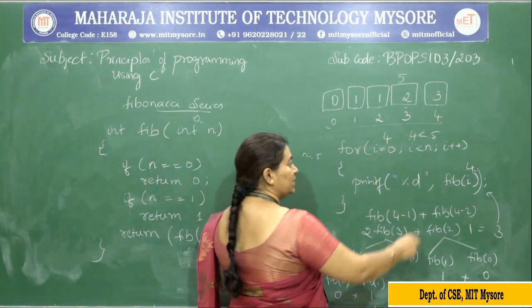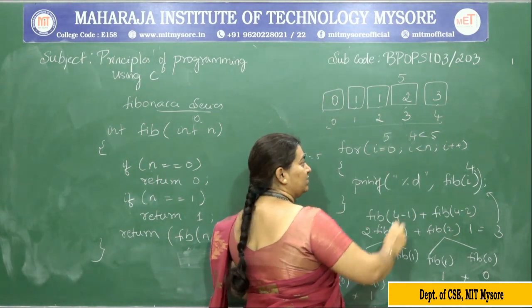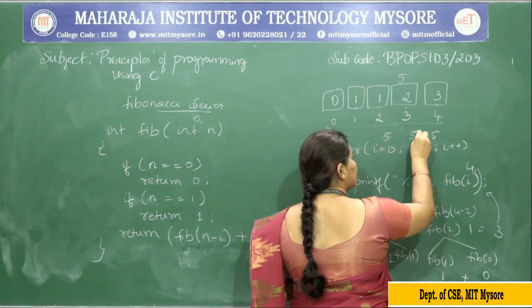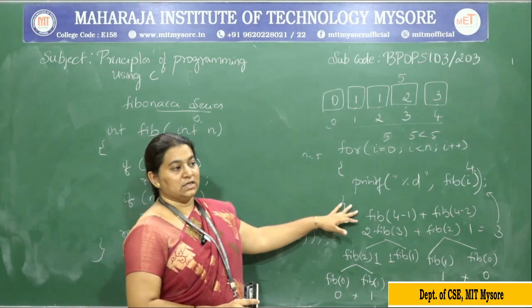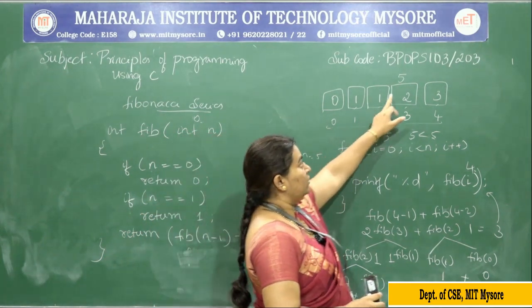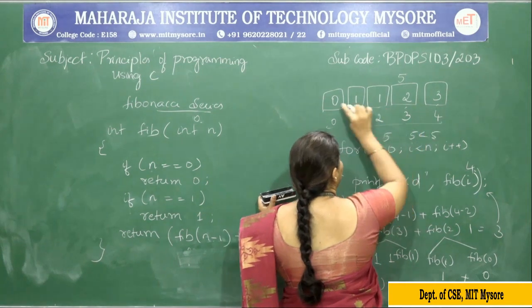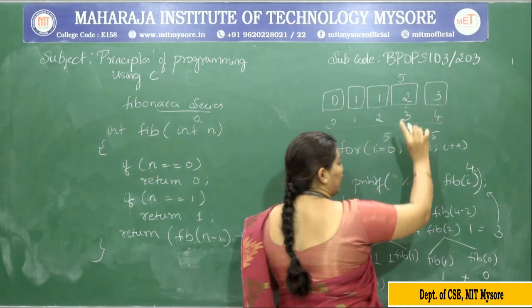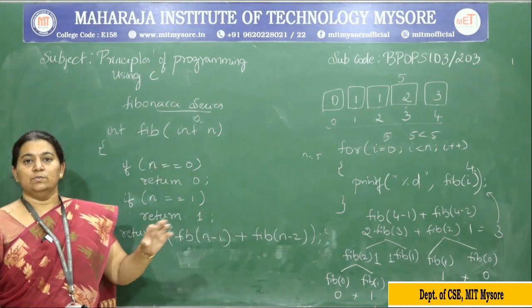So next what will happen? My i will be incremented. So i will become 5. So whether 5 is less than 5? No. So my program ends here. I wanted a series of 5 numbers. Did I get a series of 5 numbers? 1, 2, 3, 4, 5. So a series of 5 numbers is being displayed by the program.